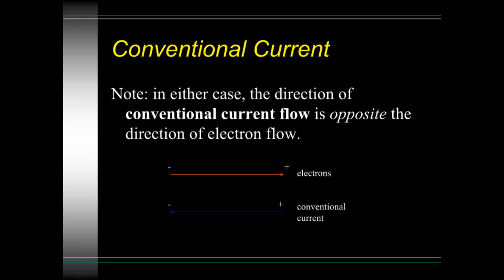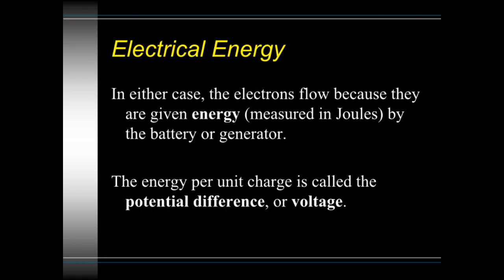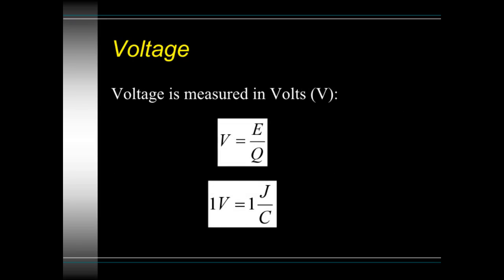Just a reminder that direction of electrical current is from positive to negative, but direction of electron flow is from negative to positive. In either case, the electrons flow because they are given energy, measured in joules, by the battery or generator. The energy per unit charge is called the potential difference, or voltage. Voltage equals how much energy per charge, E over Q.